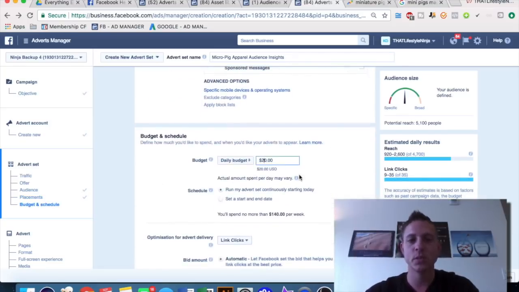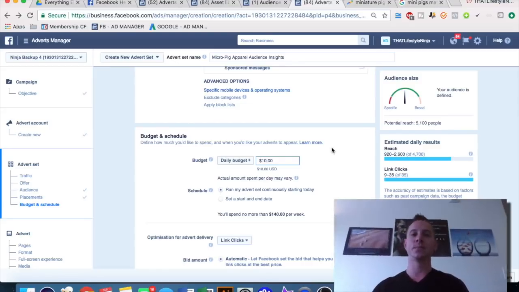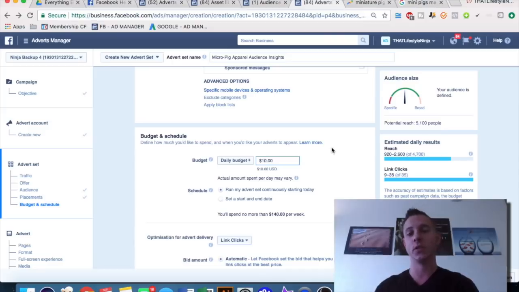So budget and schedule, I like to usually set it between $10 and $50 a day when you're first starting, right? Everyone always asks me, Kevin, what should we set our budget at? How long should we run it? How long should we decide until we can say, yes, it's successful, or no, it's not? So there's no magical answer here, but I have found in my experience that you can tell a lot about an advertisement from spending $60, right?